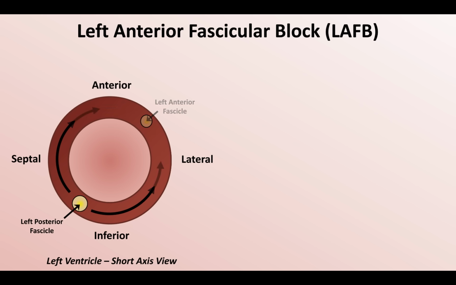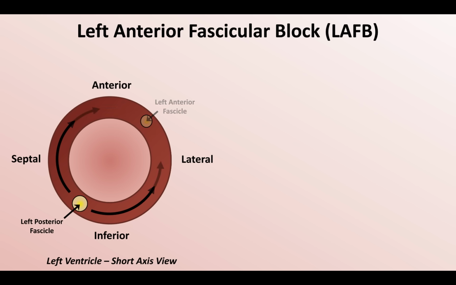Specific criteria for a diagnosis of left anterior fascicular block include a left axis deviation, usually beyond negative 45 degrees, a small Q wave in the lateral leads 1 and AVL, a small R wave in the inferior leads 2, 3, and AVF, and an intrinsicoid deflection in AVL that is greater than 45 milliseconds. If you are not familiar with the concept of intrinsicoid deflection, it is discussed in my EKG lecture on chamber enlargement.